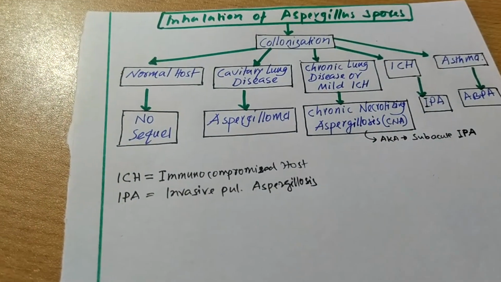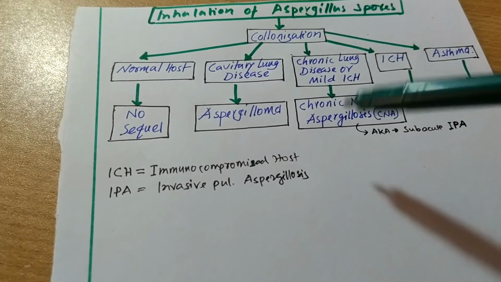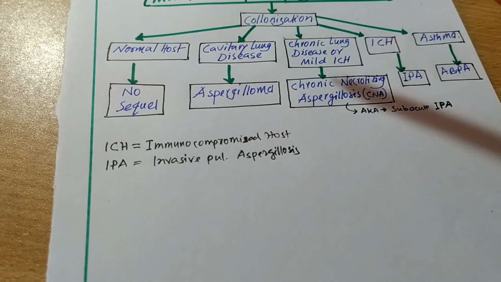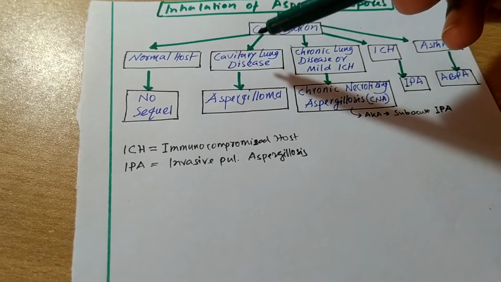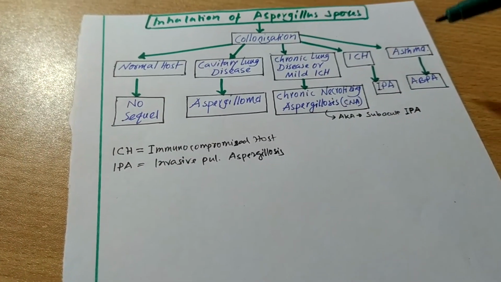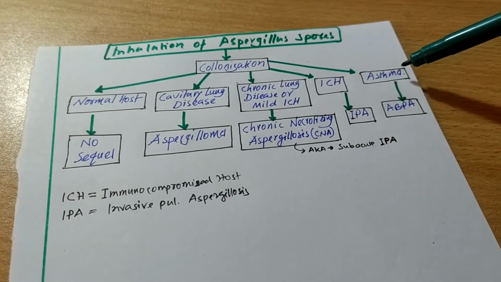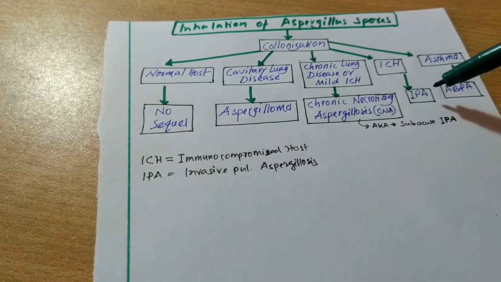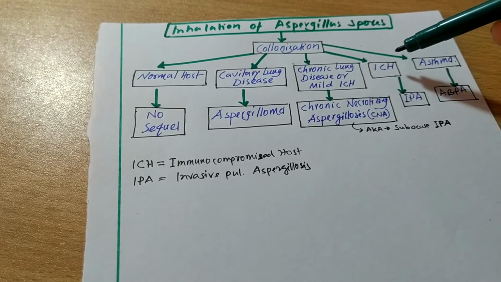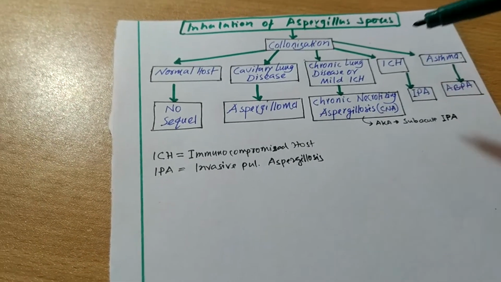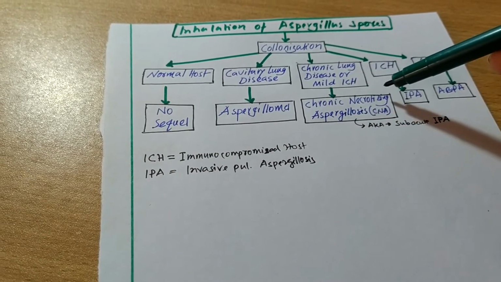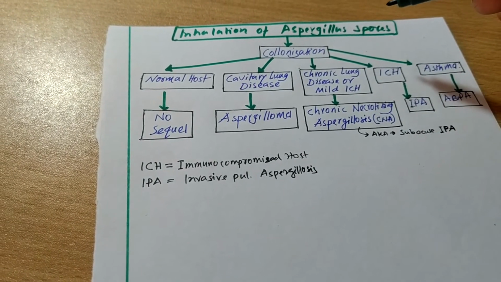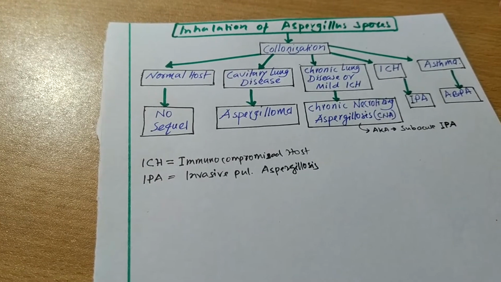In our exam, the topics from aspergillosis are two: aspergilloma and ABPA. Mind it, aspergilloma means aspergillosis in a patient having previous cavitary lung disease, and ABPA means aspergillosis in a patient with asthma. Very easy. IPA, invasive pulmonary aspergillosis, means aspergillosis in an immunocompromised host. And CNA, chronic necrotizing aspergillosis, means aspergillosis in a patient with chronic lung disease like tuberculosis, bronchiectasis, restrictive lung disease, or mild to moderate chronic obstructive lung disease. Okay.